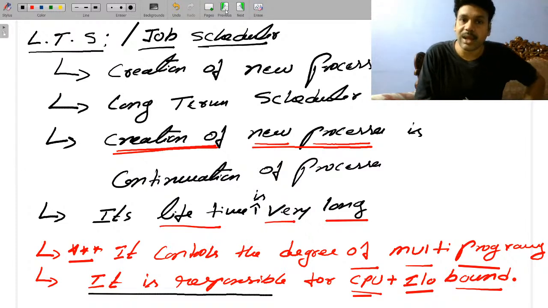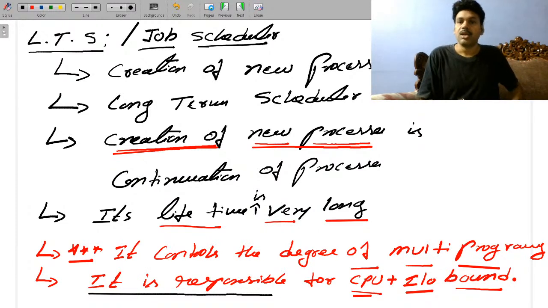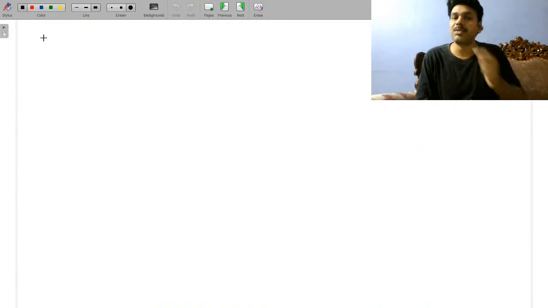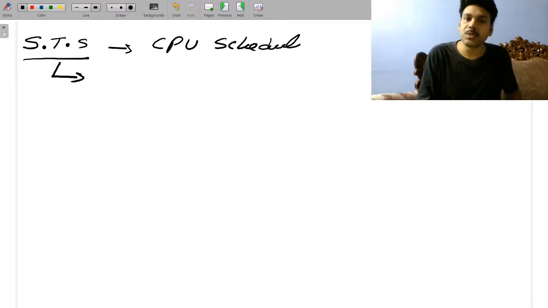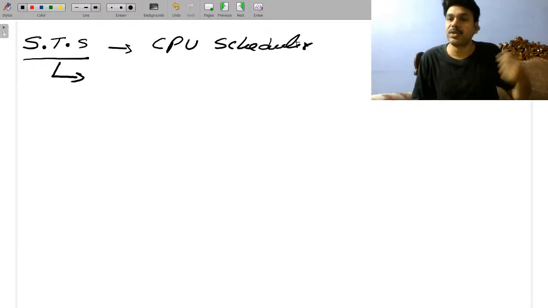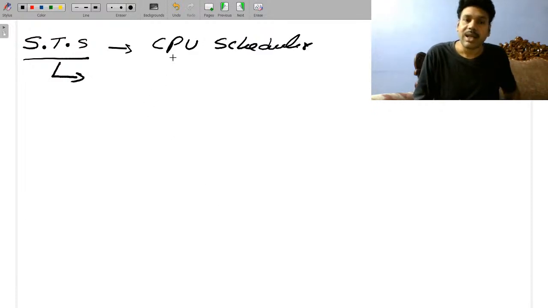And next we have the short-term scheduler. This is very important. Its lifetime is short only. It is called the CPU scheduler. It is responsible for sending the job from ready to run. Earlier, the LTS was responsible for creation of the jobs, but here, what is the responsibility of the STS?